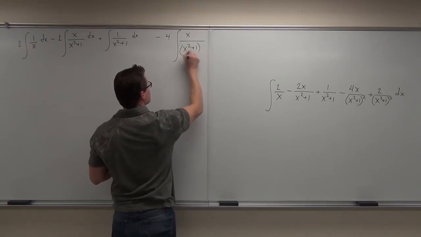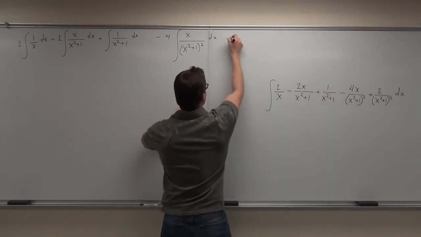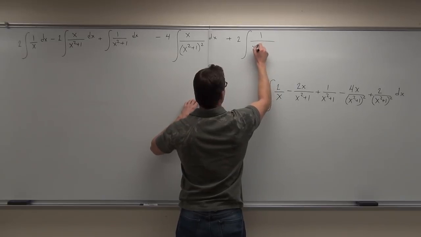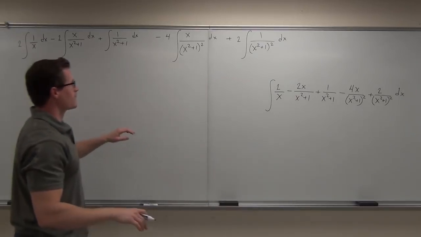Plus 1 squared dx. And then lastly, we're going to have a plus 2 times the integral of 1 over x squared plus 1 squared dx. Oh my goodness, that's a lot. Let's make sure we're okay with it.